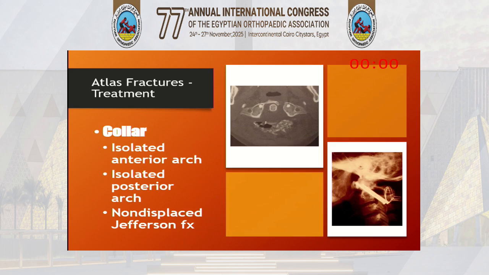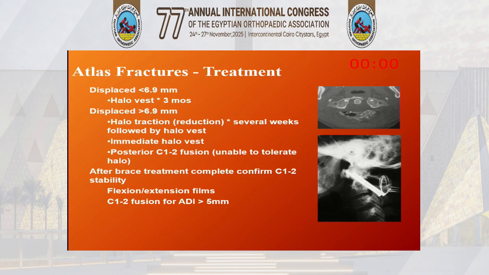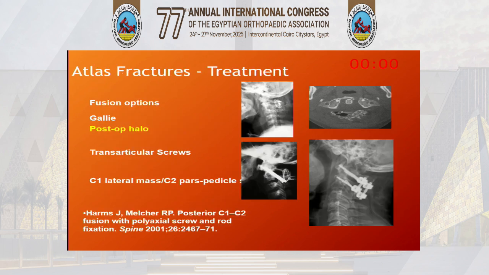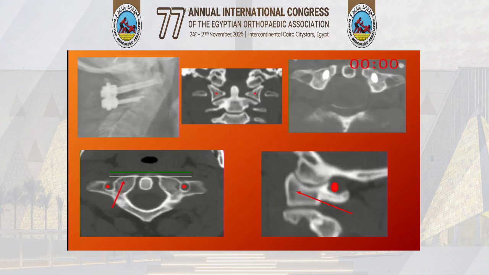For atlas fracture treatment, stable fractures, isolated anterior arch, isolated posterior arch, and non-displaced Jefferson fractures are treated by a collar or halo vest. Displaced fractures are treated with either sublaminar wires and grafting, or occipitocervical or atlantoaxial fusion. And you may also need atlantoaxial fusion without arthrodesis.